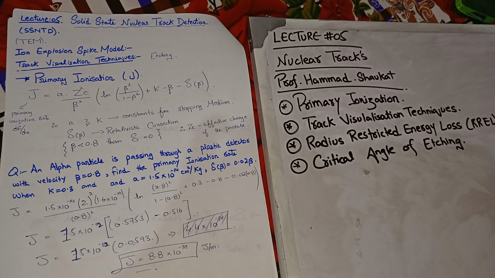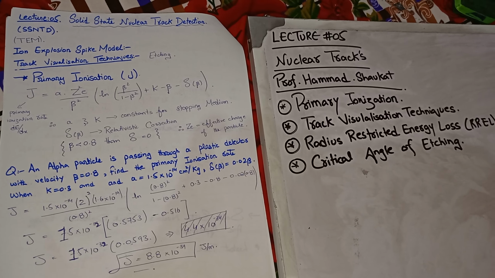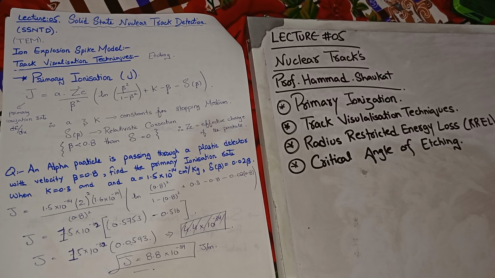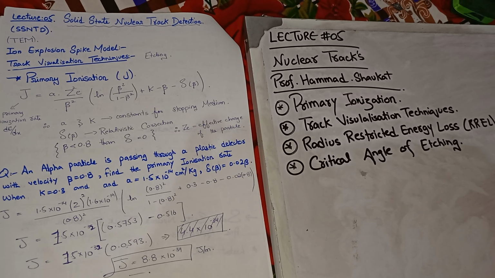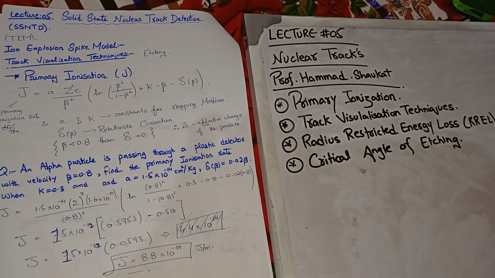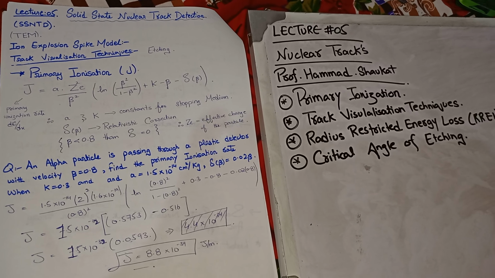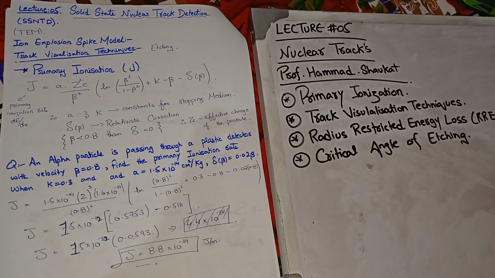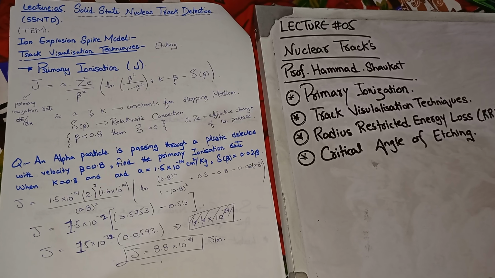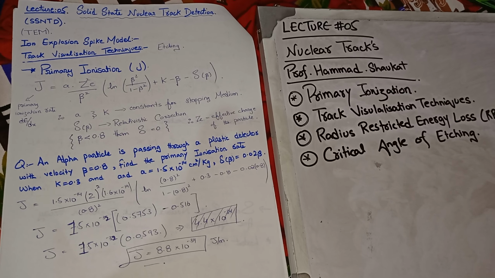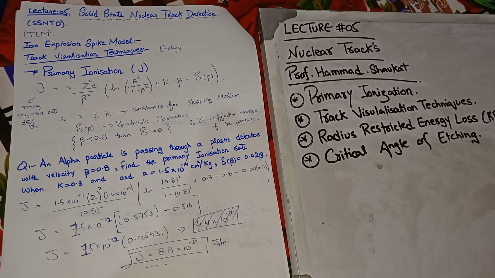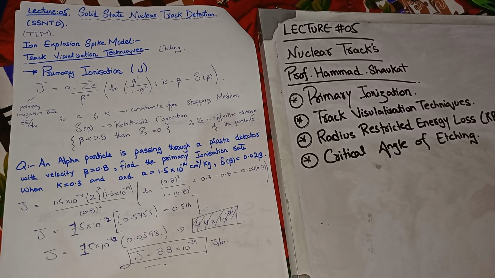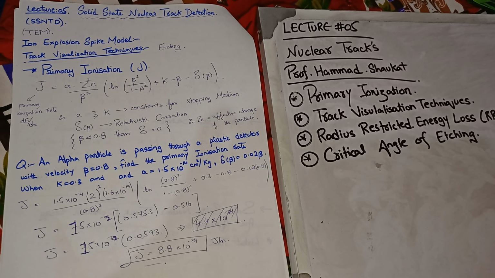In this lecture, we will discuss solid state nuclear track detection, so called SSNDT. In this, there is a criterion for tracks, called the criteria for track registration by nuclear etching.